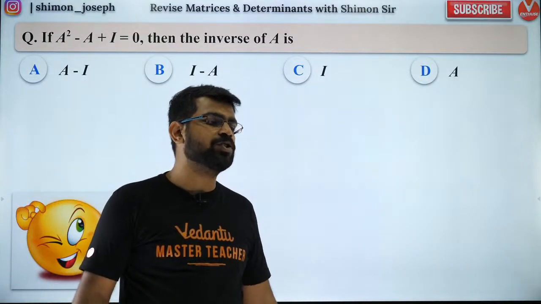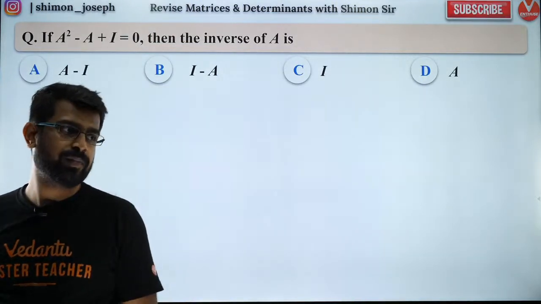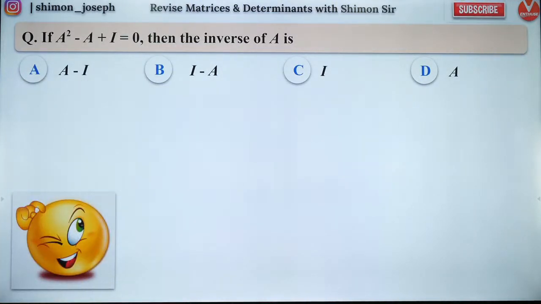Yes, we can use that also, Stacy. You can do that. A inverse, the whole inverse is equal to A. That's correct.